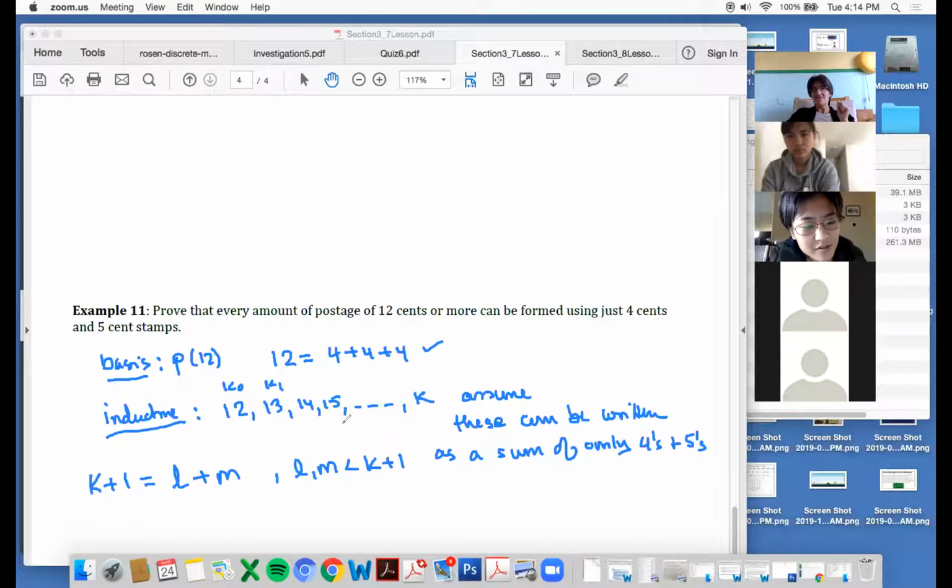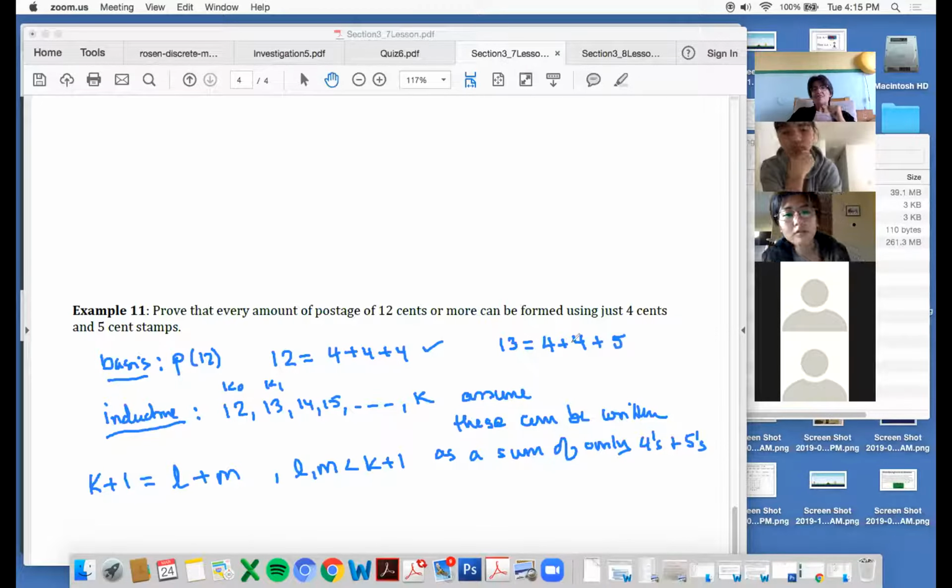I guess my question is, if k plus 1 is 13, then 13 can only be made of 12 plus 1, right? But then 1 does not suit this situation. So I think 13 can be done differently, right? 13 can be done as 4 and 4 and 5.